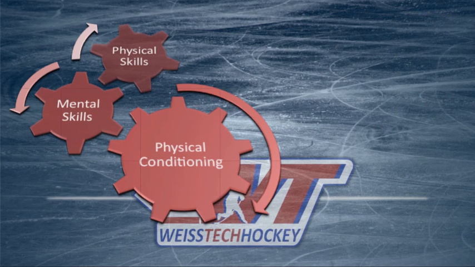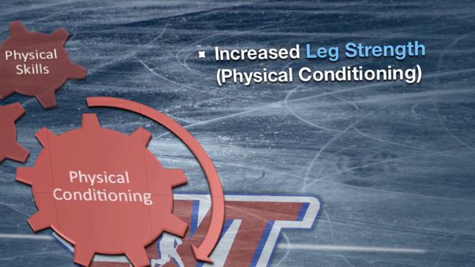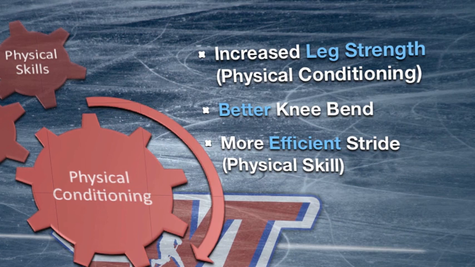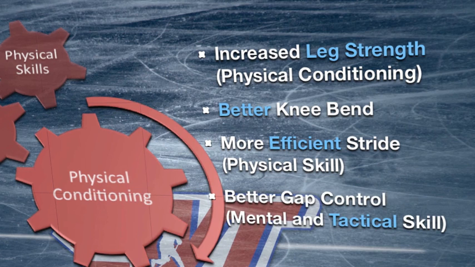For example, as a player's leg strength develops because of his or her off-ice conditioning program, he or she is able to execute and hold a better knee bend, which results in an improved skating stride, a physical skill. This improves the player's ability to maintain a better gap control on a one-on-one, which is a mental and tactical skill. You see, it's all interlaced.